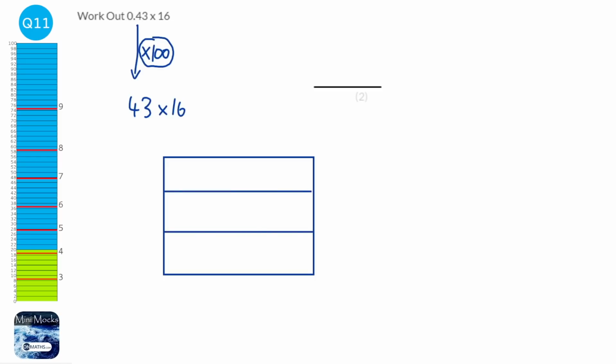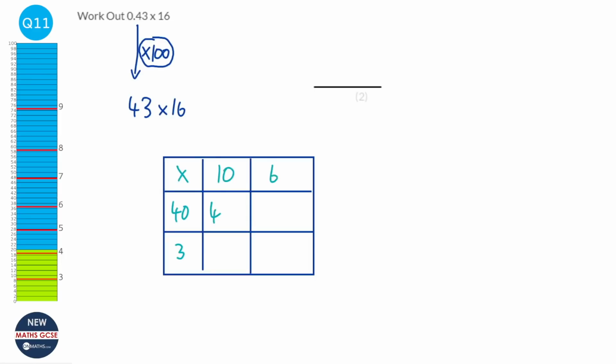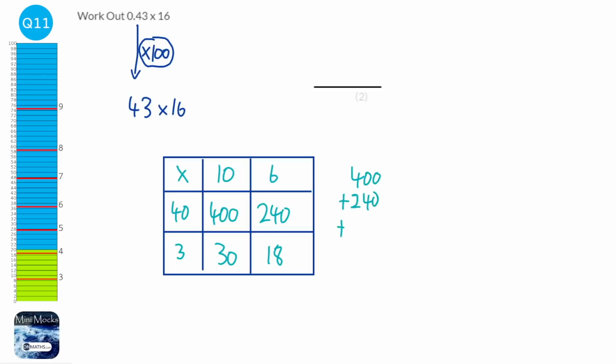I'm going to do the grid method, but it by no means is the best method. It's just the one I'm choosing to do. So 43 is 40 and 3, and 16 is 10 and 6. So 40 times 10 is 400, 40 times 6 is 240, 10 times 3 is 30, and 3 times 6 is 18. Then I'm just going to add them all together. So 400 plus 240 plus 30 plus 18. And when you add those all together, you get 688.